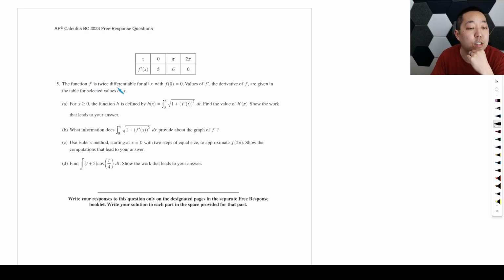So the function f is twice differentiable. Values of f prime, the derivative of f, are given in the table for selected values of x. For this, the function h is defined by that. Find the value of h prime.